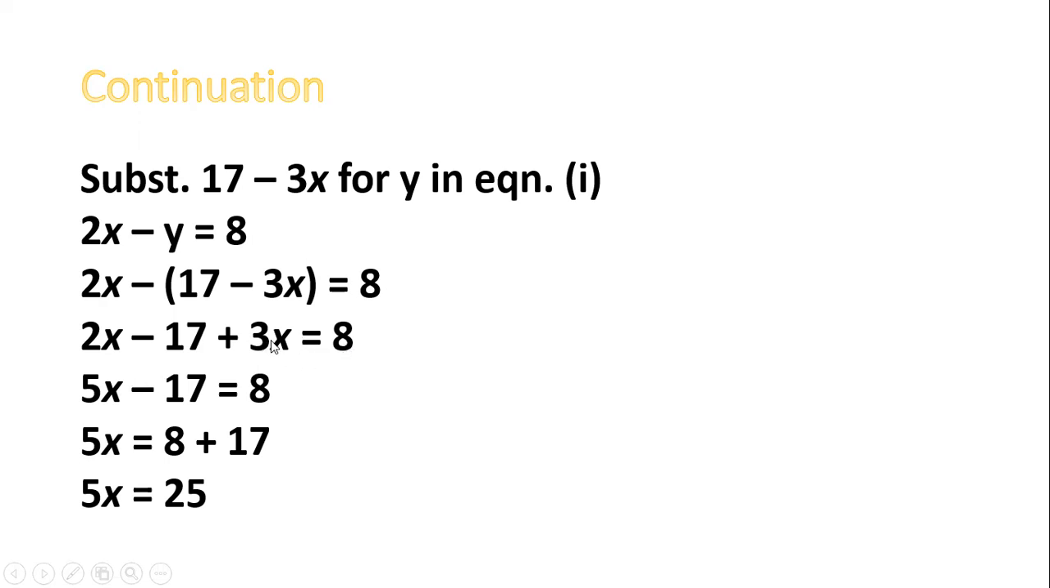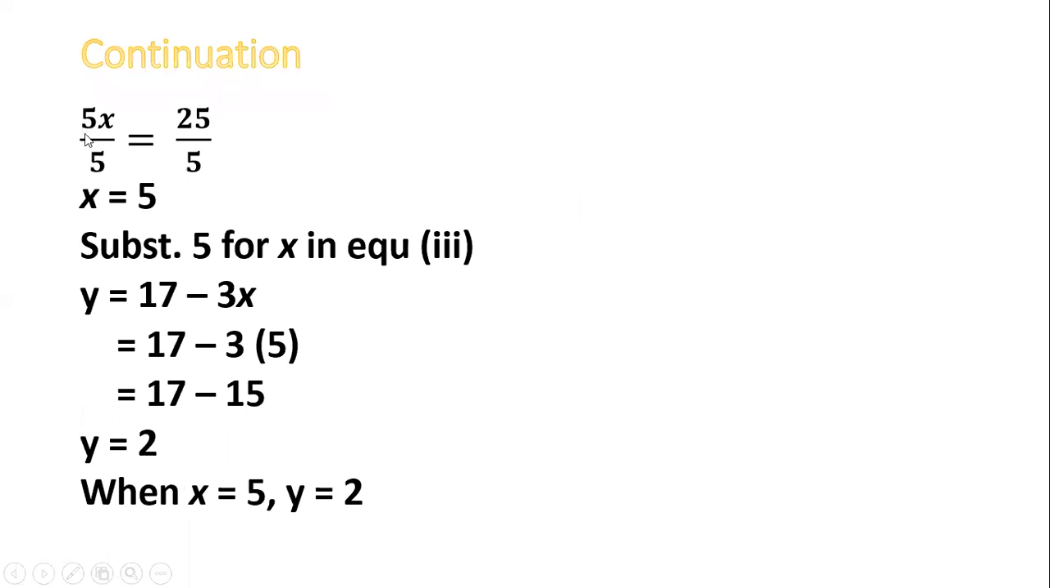So collecting the like terms, 2x plus 3x will give me 5x minus 17 equals 8. So 17, we move to the other side of the equation, it will change to plus. So I have 5x equals 8 plus 17. 8 plus 17 is 25. So 5x equals 25. So I can solve for x. When I divide, 5 divides 5x, so I have x. 5 divides 25, I have 5. So x equals 5.